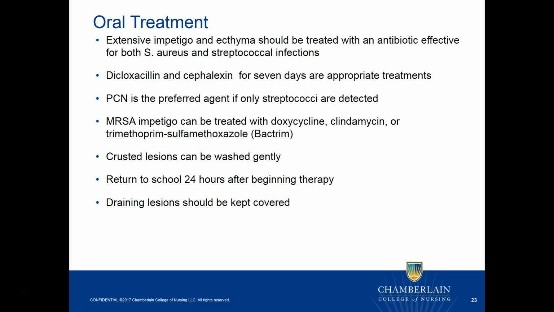Extensive impetigo and ecthyma should be treated with an antibiotic effective for both Staphylococcus aureus and Streptococcus infections unless cultures reveal only streptococci. Dicloxacillin and cephalexin are appropriate treatments. A 7-day course of oral antibiotic treatment is recommended. If only streptococci are detected in extensive impetigo or ecthyma, oral penicillin is the preferred therapy.